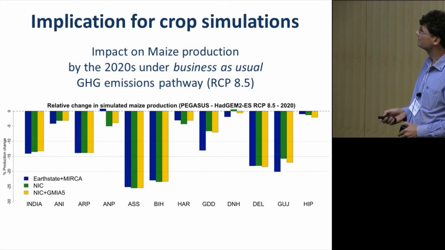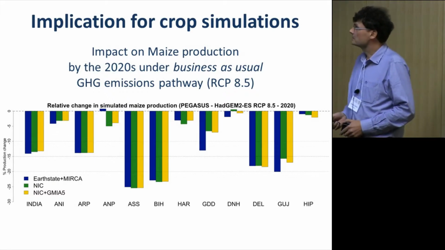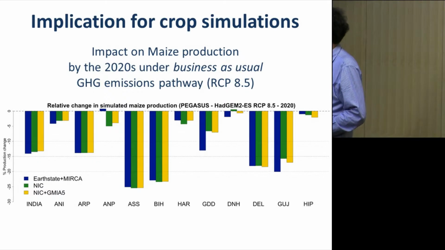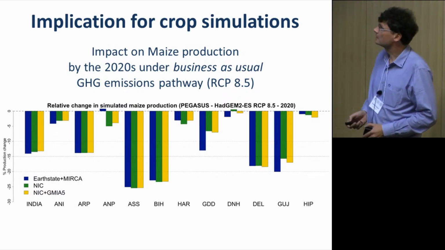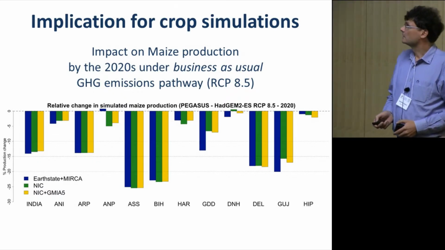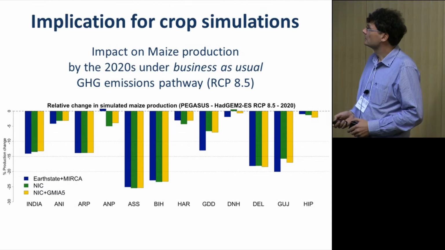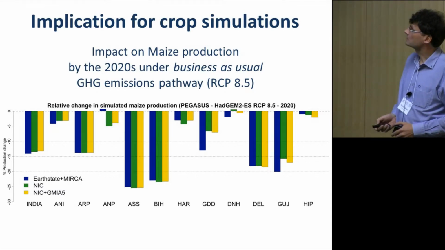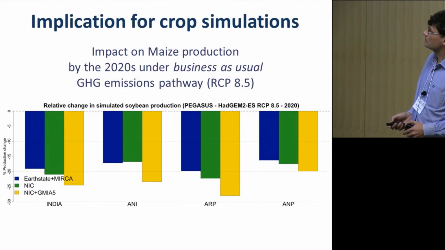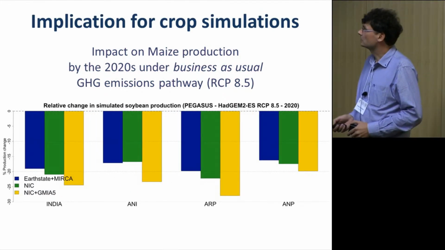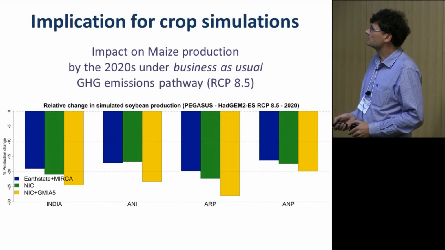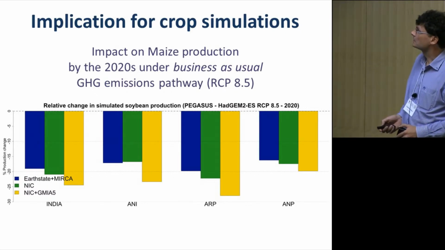When we then zoom in on the production at the federal state level, we also see some differences, but they are still quite moderate. This is, for example, for maize. We see in the major growing areas some differences of, let us say, 5 or 10%.